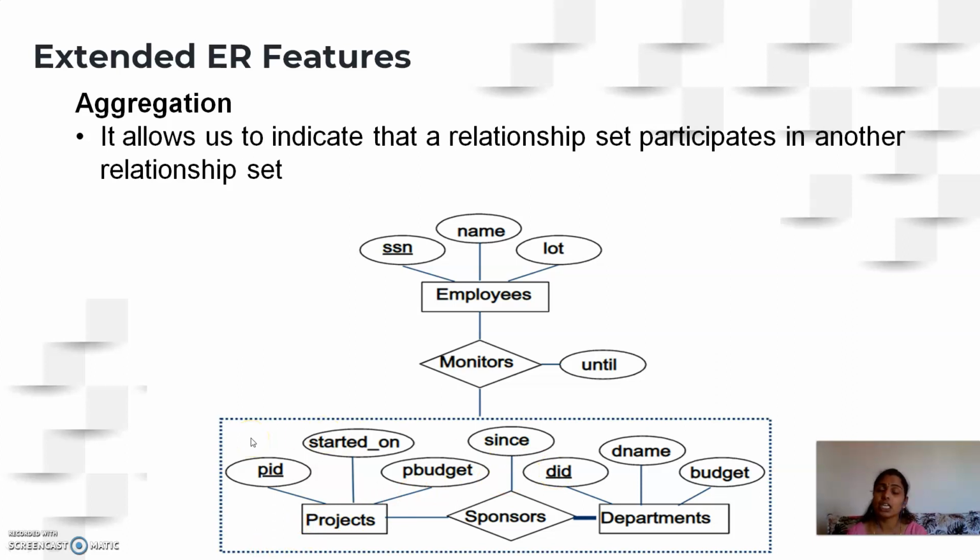This aggregation is represented in the ER model with a dotted rectangle. So here, what is the aggregation? Monitors is the aggregation relationship, because monitors is the one which is connecting with the sponsors relationship set.